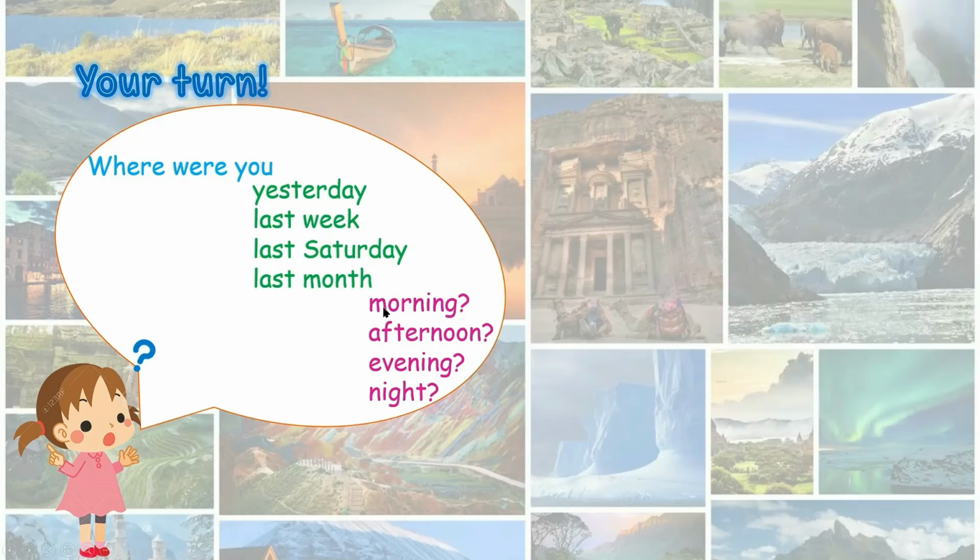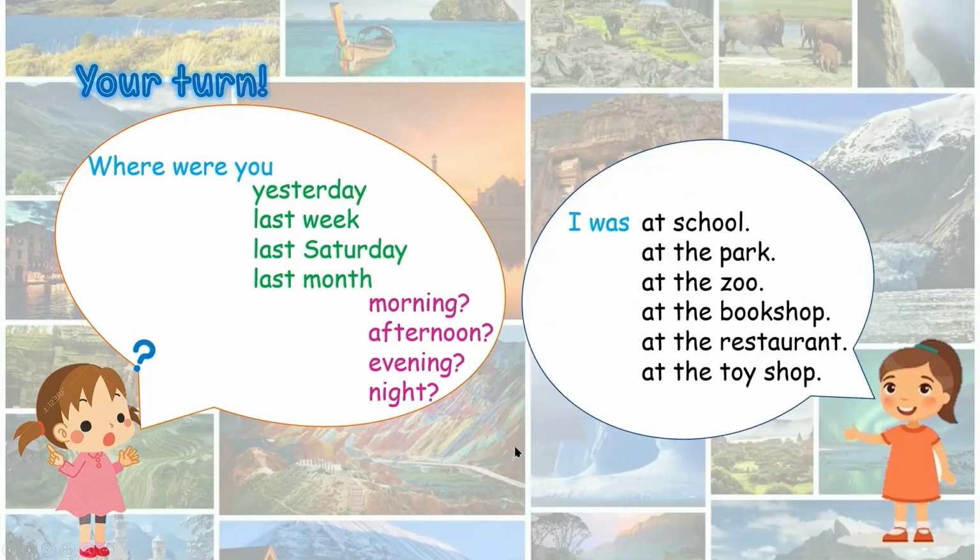Where were you yesterday morning? Where were you last week afternoon? Where were you last month evening? Your friend will reply by saying, I was the place. For example, I was at school, I was at the zoo, I was at the restaurant. This will be done in the Zoom class as your speaking assessment. If you miss the Zoom lesson, please make sure you don't miss it the next time.